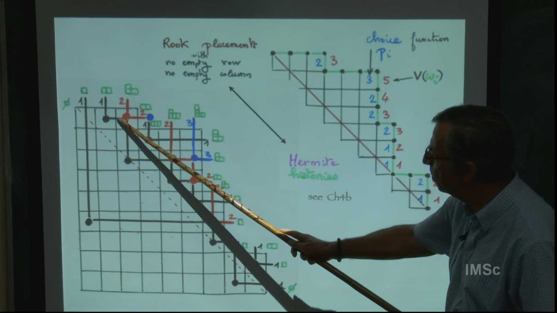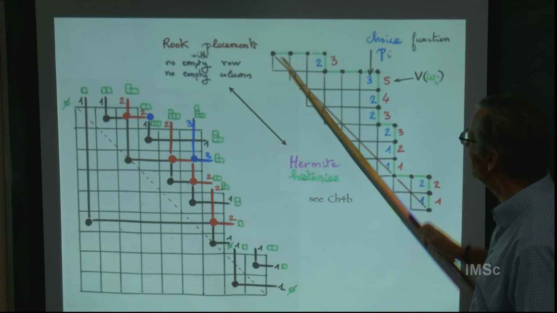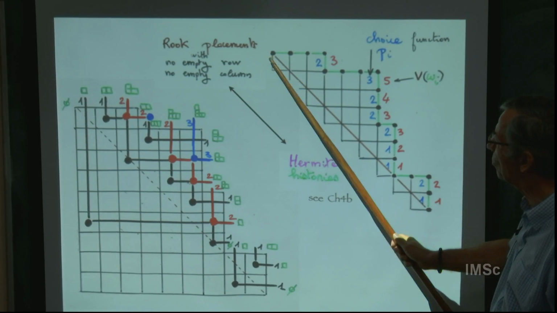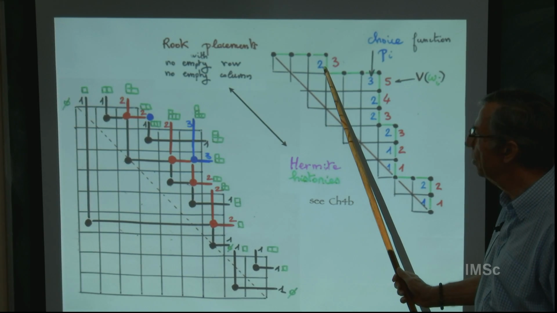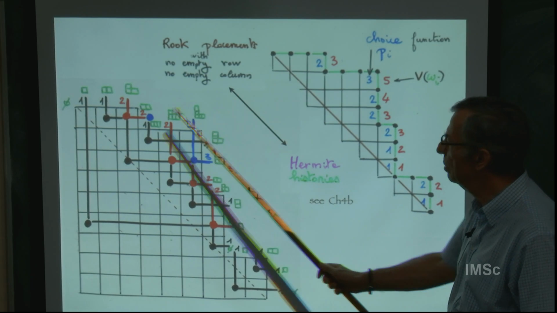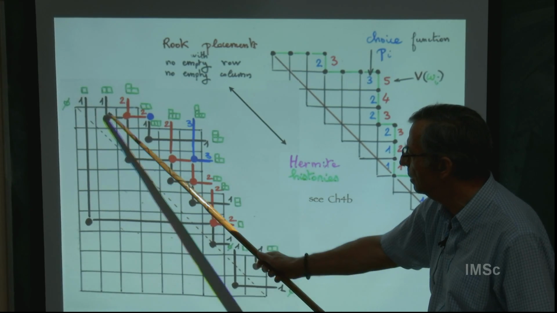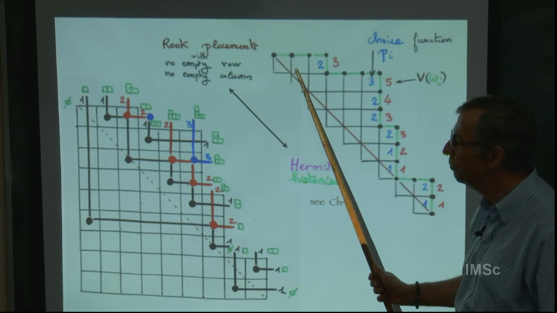So your first black point, there must be a black point in each row. So in each row of this diagram, there must be a black point. So here I have 3 different choices to put a black point. And in blue, I took choice number 2. If I label the empty cells from left to right, this is first position, second position, third position. So I choose position number 2.